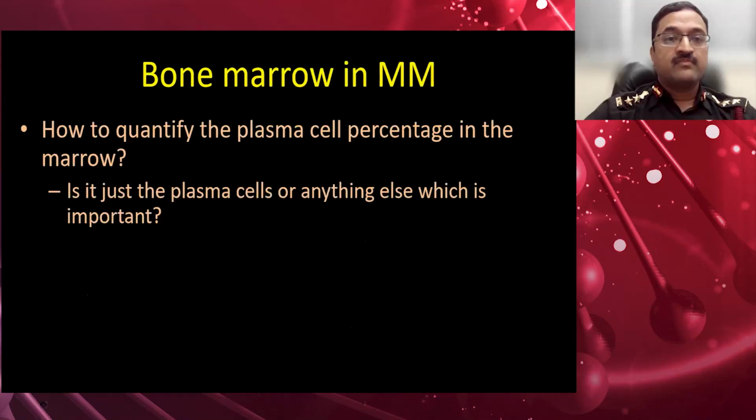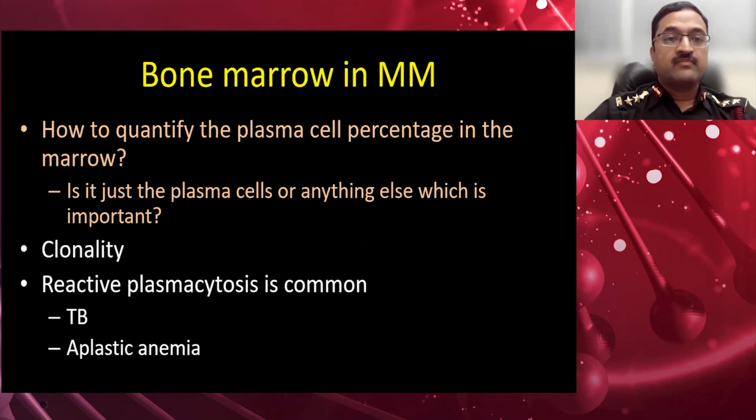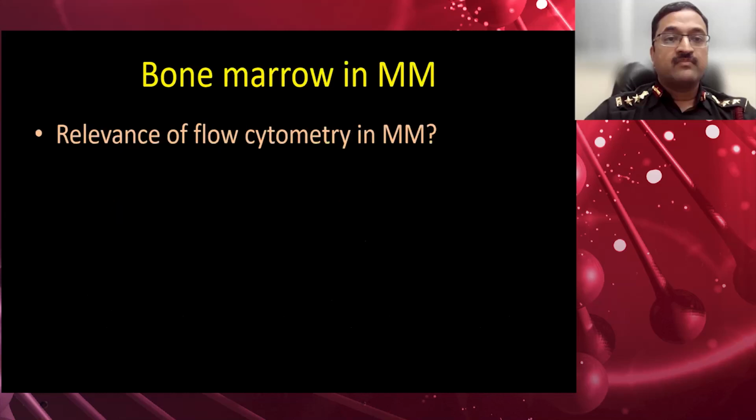Now, the second question is how to quantify: is it just the plasma cell percentage or anything else which is important? The answer is clonality. You can have reactive plasmacytosis, particularly in our country, in patients with tuberculosis. Many of us would have seen patients having 20-25% plasma cells in tuberculosis or aplastic anemia. So until they are a clonal population, a mere percentage of plasma cells is not sufficient.